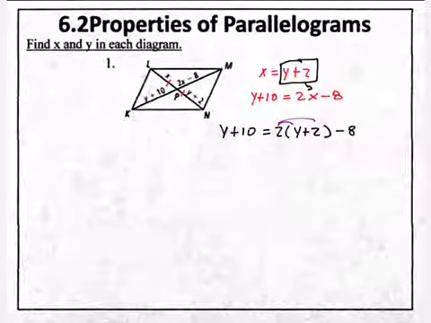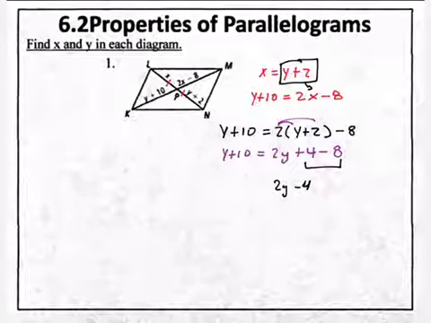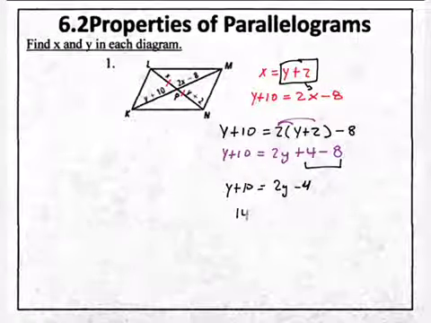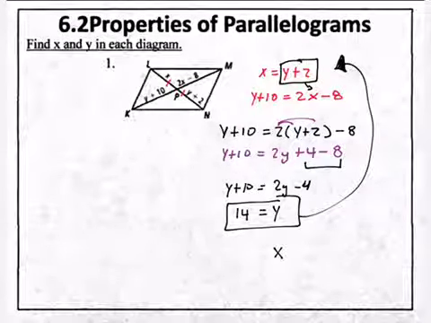I'll distribute the 2. So I've got y plus 10 equals 2y plus 4 minus 8. We'll combine like terms and move some stuff around here. So that's 2y minus 4 equals y plus 10. I will add the 4 to the other side, so that gives me 14. I'll subtract y, that gives me y. So y in this case is 14. Then I'll just plug it back in to find x. And in this case, 14 plus 2 gives me 16, so x equals 16.